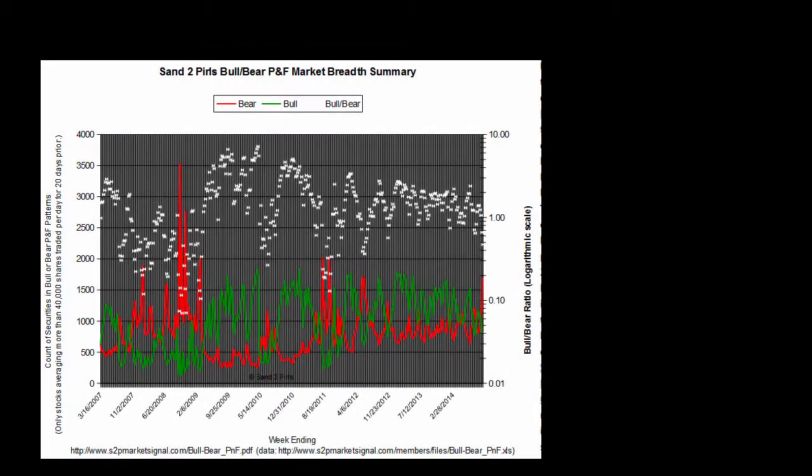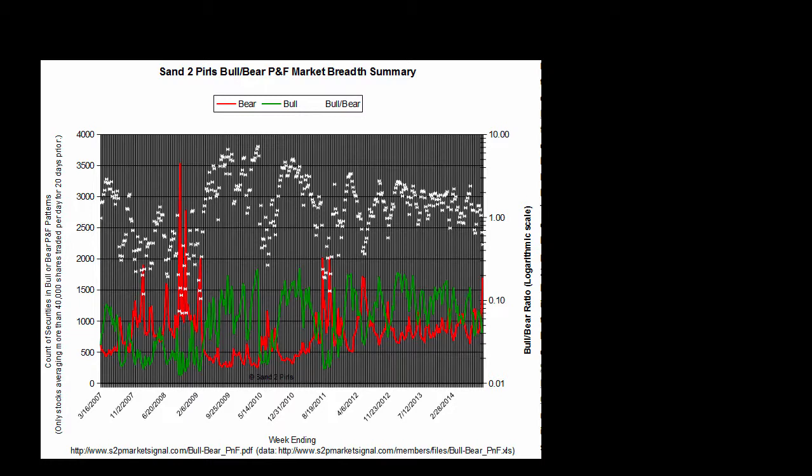2014. Market breadth. With this past week's market decline, our bull-bear point and figure ratio fell from 0.66 to 0.47, dropping further into bearish territory. Primarily due to the listing of new Canadian TSXV stocks, the total count of securities in bullish or bearish patterns rose 21% to 2,495. The count of bearish stocks increased 37%, while the count of stocks in bullish patterns decreased 3%.